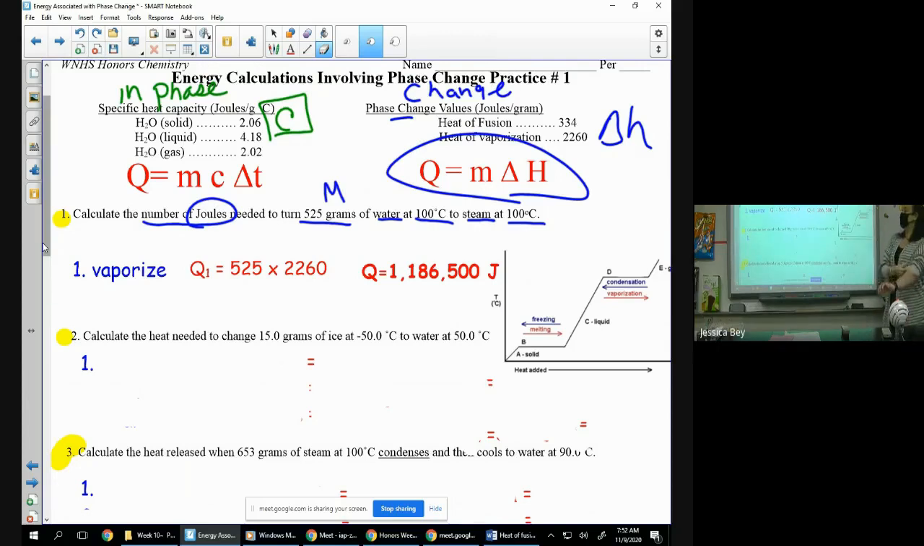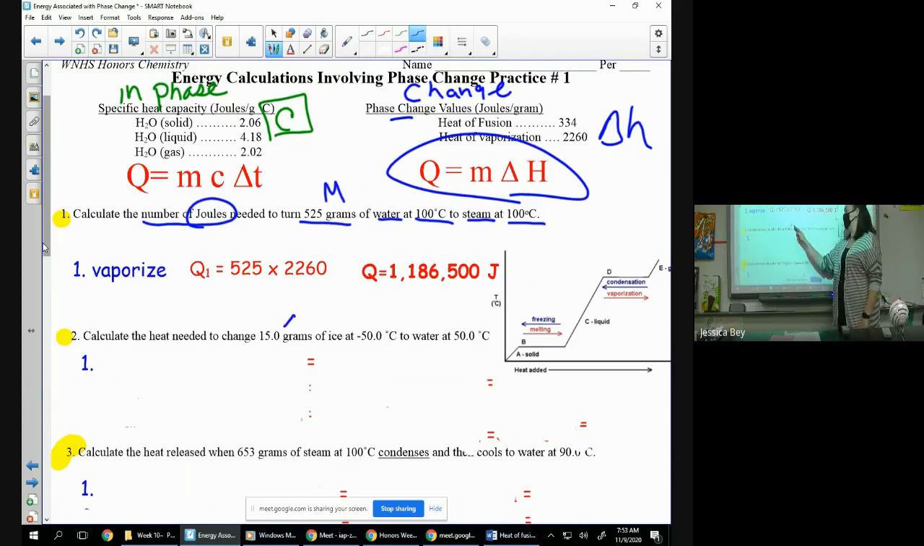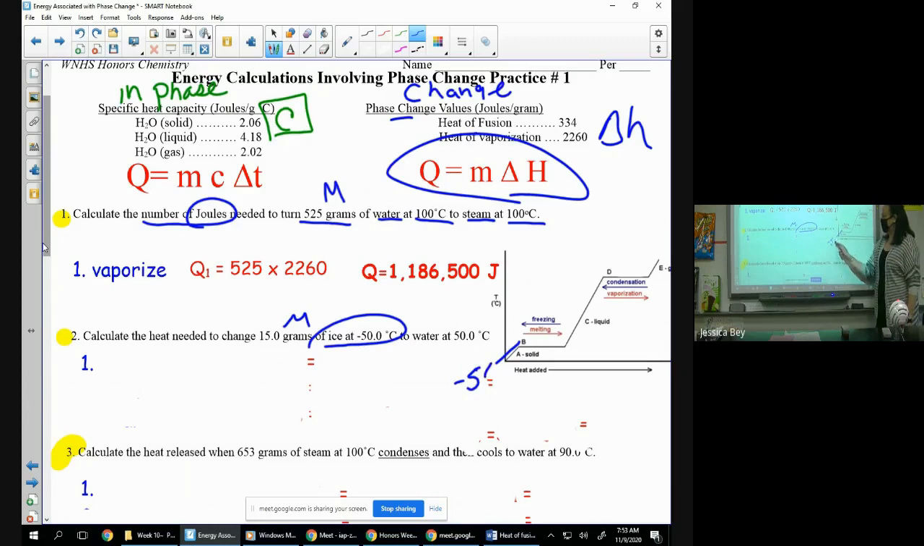Let's try number two. Calculate the heat energy needed to make 15 grams of ice at -50 to water at 50. So first, let's try to figure out how many Qs. I am ice at -50. That means I'm a solid. I want to be liquid water at 50. Let's see how many roads I need to go. I can't melt at -50. So the first thing I have to do is warm to get to 0.